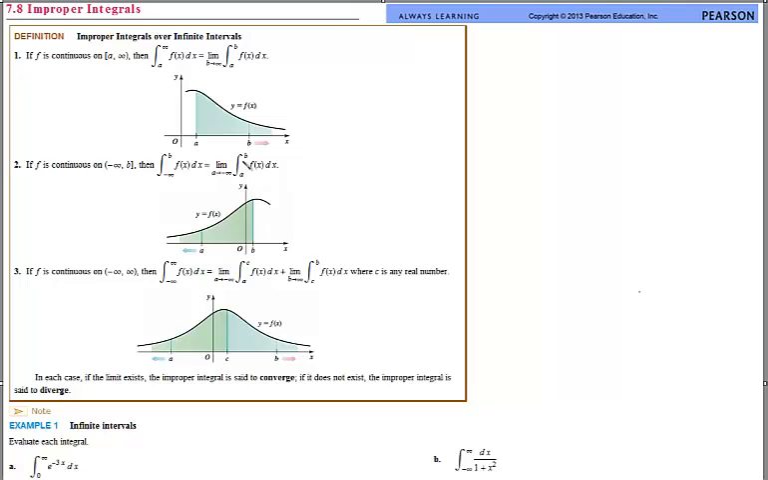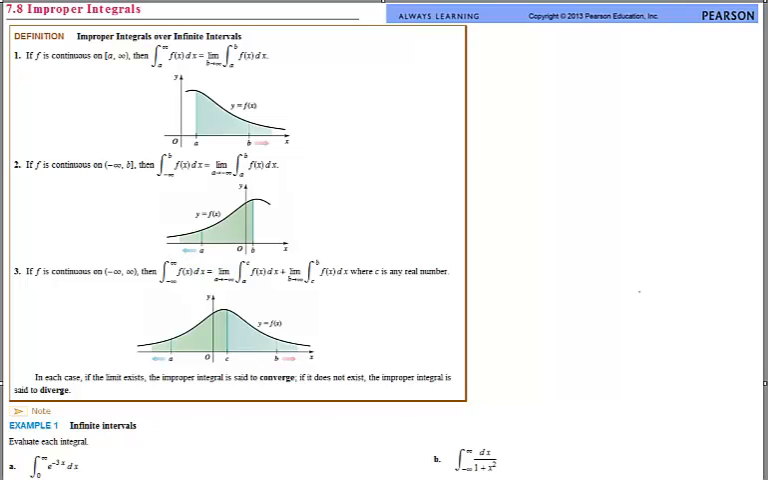And how we do that is we just replace that place on the integral where we have either an infinity or a negative infinity with that limit, and that would be by definition. And we could do the same on both ends if we want.